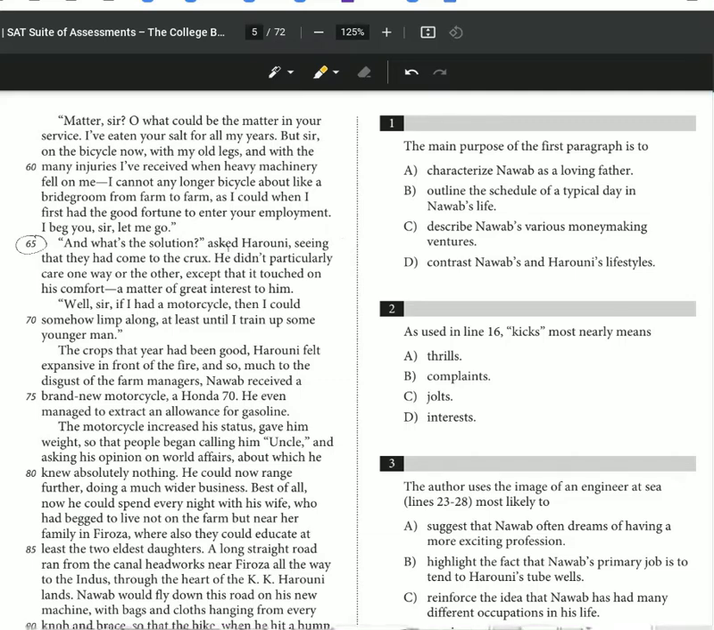So right here, starting here. He didn't particularly care one way or the other. This is Haruni talking, or about Haruni, except that it touched on his comfort, a matter of great interest to him. So this one makes a lot of sense. It states that Haruni doesn't care about anything as long as he maintains a high standard of living. So we'll keep an eye on this one.